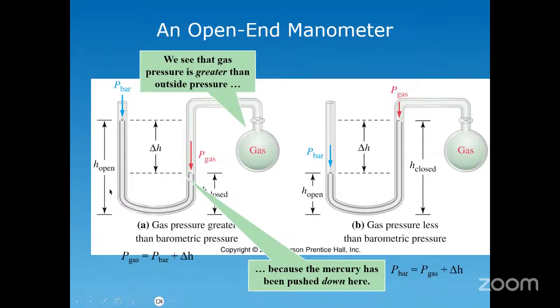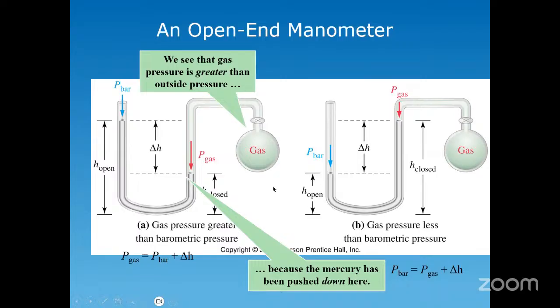So based on what I've just described, we can establish a relationship between the pressure of the gas, the height difference between the two mercury levels, and the barometric pressure. And that would be given by this equation right here. The pressure of the gas will be equal to that height difference plus the barometric pressure. So if you're asked to determine the pressure of the gas, you need to know what the barometric pressure is, and you can simply measure the height difference here. The sum of those two would give you the pressure of the gas. So this is what happens when the pressure of the gas is greater than the barometric pressure. This is the equation that you would use.